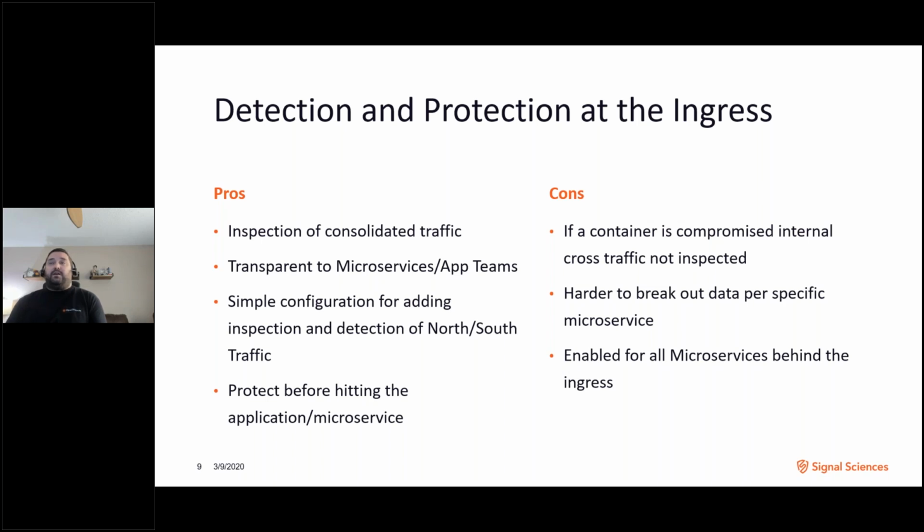Some of the cons are if the container is compromised, then it's harder to track the traffic that is in the actual east-west. If you're at the ingress controller, it's similar to a traditional model. Once the perimeter is breached, you have to know how things are going within that actual network. So if you're only looking at the ingress layer, well, you're not going to know about what's going on in the internal network behind the ingress.